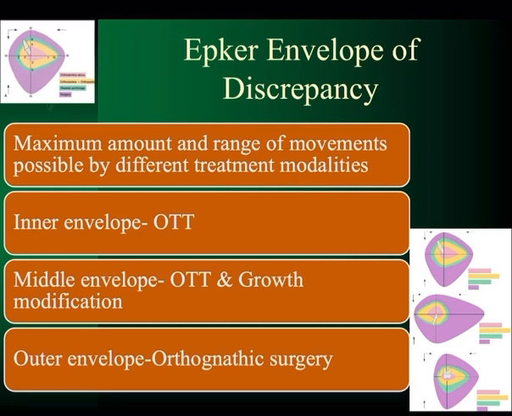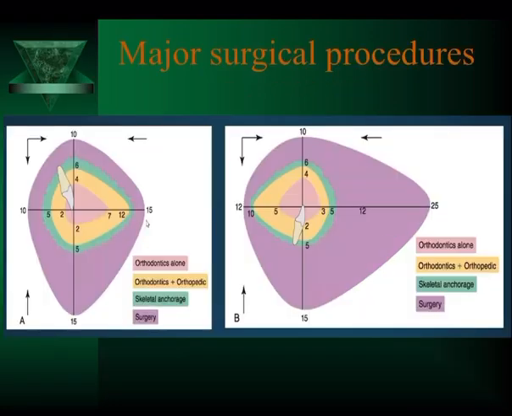Epker's envelope of discrepancy: the maximum amount and range of movements possible by different treatment modalities: the inner envelope, the middle envelope and the outer envelope. The inner envelope includes the changes which occur only due to orthodontic treatment. Middle envelope includes the changes due to orthodontic treatment and growth modification as well. And outer envelope is the changes which occur due to orthodontic surgery.